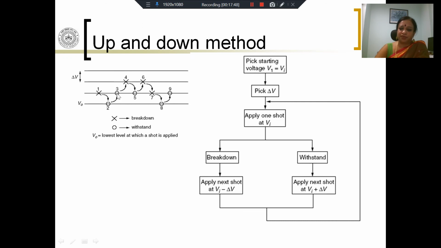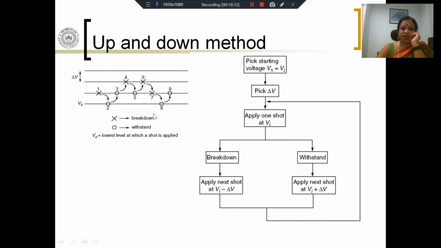Let's say this also has withstood. This is because of the randomness of the test. So at the same voltage level, there has been one failure, one withstand. When there has been one withstand, you again notch it up by delta V. Again there is failure. The moment there is failure, you come down. So whenever there is a failure, you bring down the voltage by delta V. And every time there is a withstand, you up the voltage by delta V.